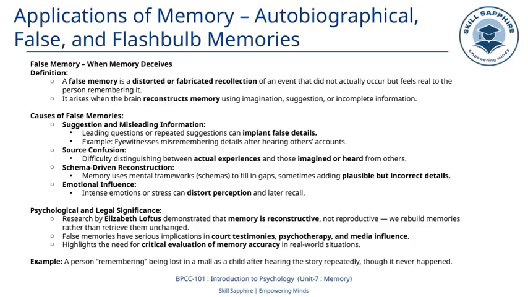Research by Elizabeth Loftus has shown that our memories are reconstructive, meaning we rebuild them rather than retrieve them like a perfect recording. Because of this, false memories can have serious implications, especially in court testimonies, psychotherapy, or media influence. It underscores the importance of critically evaluating the accuracy of our memories in real-world situations. For instance, someone might remember being lost in a mall as a child after hearing that story repeatedly, even though it never actually happened. This illustrates how easily false memories can be formed and how powerful suggestion and emotion can be in shaping our recollections.